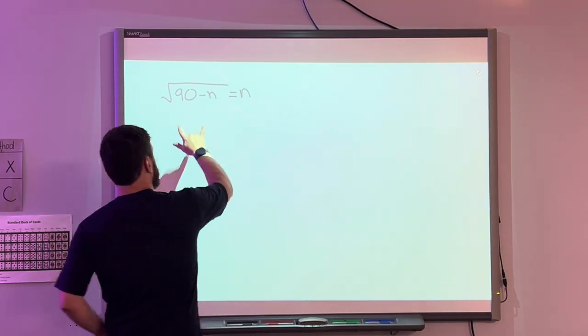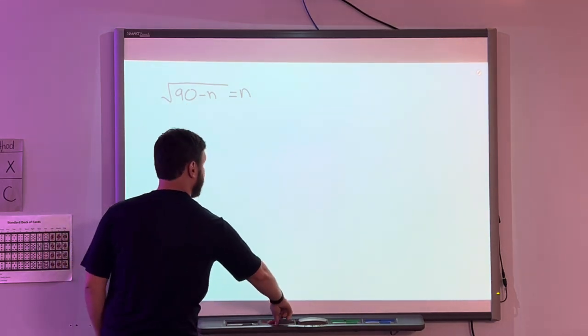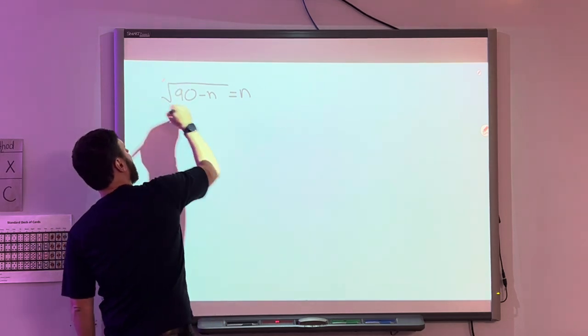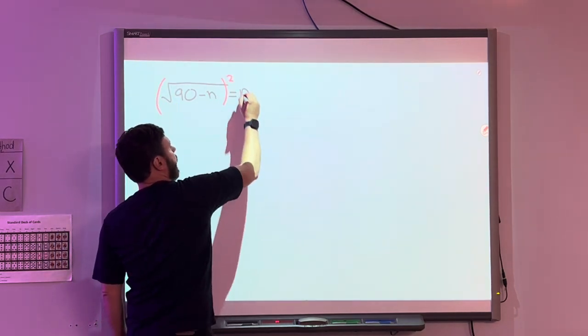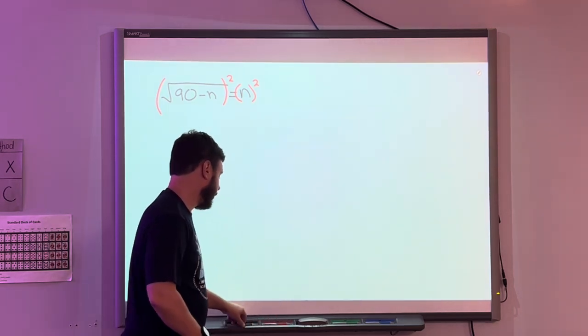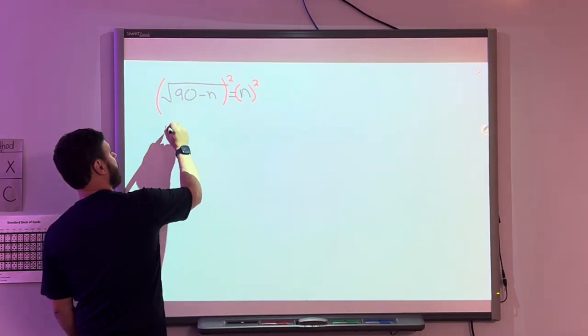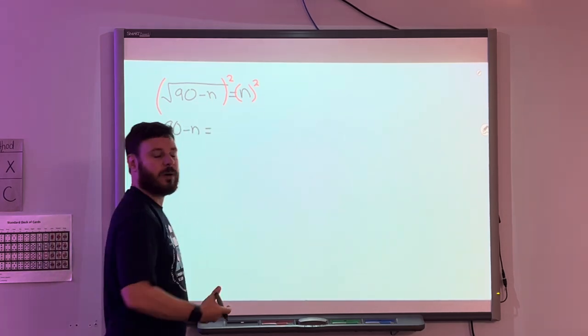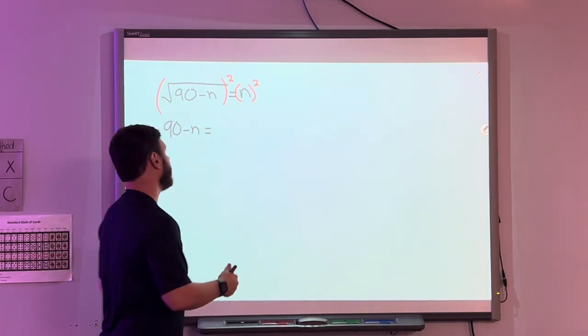All right, the box here needs to become undone. So to undo a square root, I have to square it. But what I do to one side, I have to do to the other. So the left will now break out, but n squared is, well, n squared.